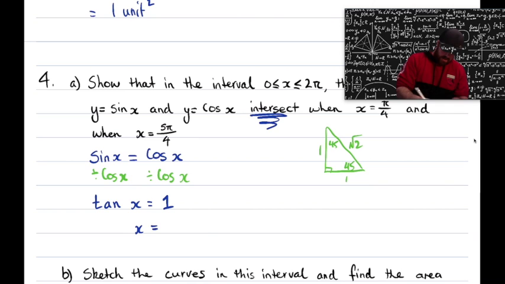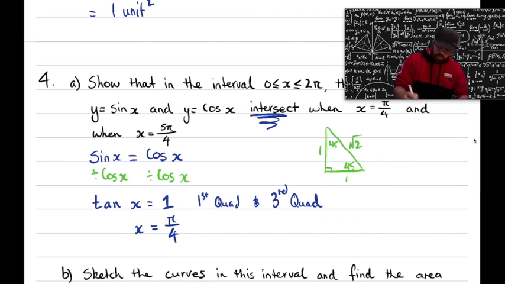So x is going to equal pi on 4, because it's 45 degrees. Right? We can do that. That's fine. And the other thing that we know to do, because we've got that x is positive, so it's a first quad and a third quad solution, because tan's positive in the third quadrant. Remember, the third quadrant is pi plus theta.